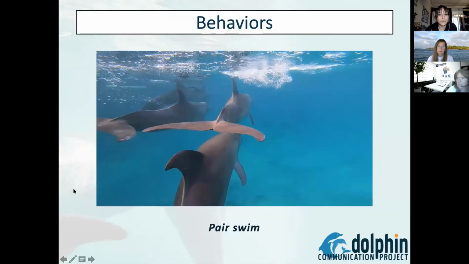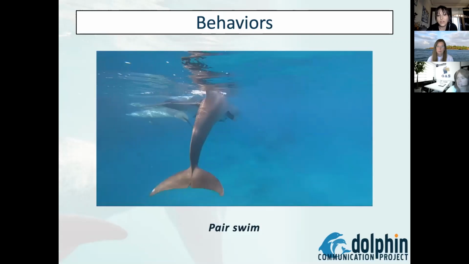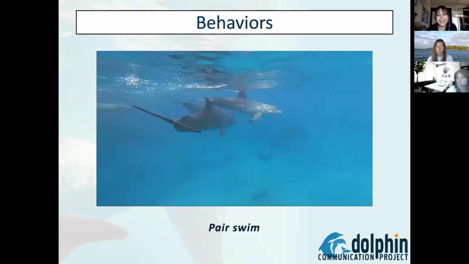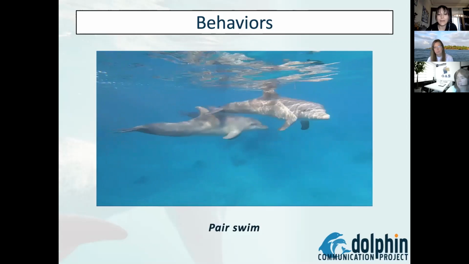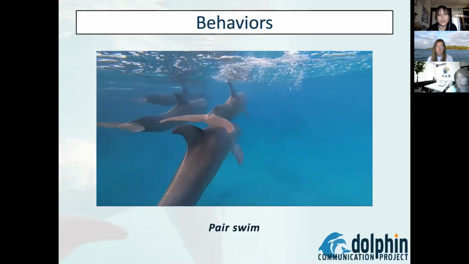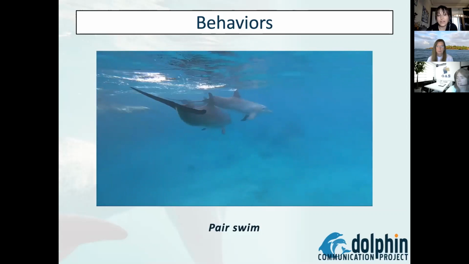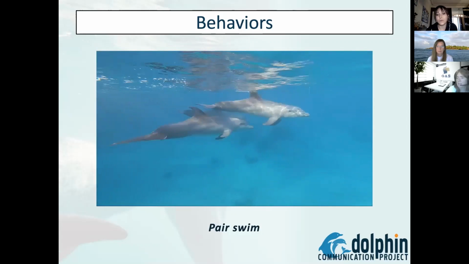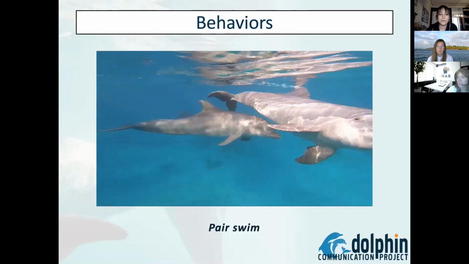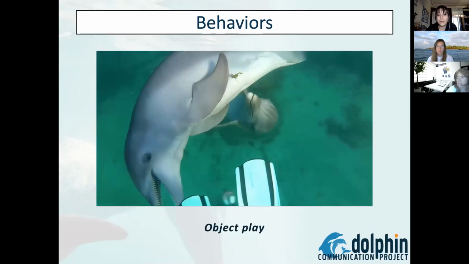Then we look at pair swim position. Here we have an infant position with Stan above Polly. So we had different types of position. We just recorded the ID of the individual, what type of position, and the position of each individual in the pair swimming. And then we looked at object play.